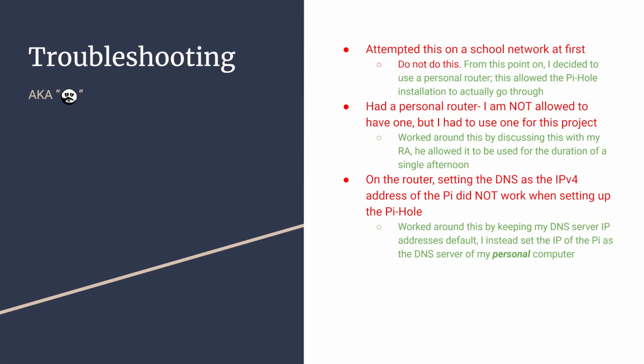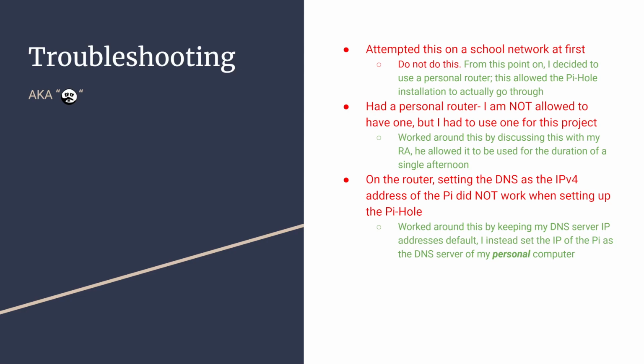I did have a personal router, as I just said, and I worked around this specifically. I had to go to my RA and ask about resident services to see, hey, can I set this up for a few minutes to make sure that my project is working? And then on the router, I set up the DNS as the IPv4 address of the Pi, and that didn't work. I discussed that a little bit earlier, and I worked around this by setting the DNS server addresses on my computer and on my phone to make sure that the ad block actually properly worked. Elsewise, for whatever reason, my network was completely and totally bricked.